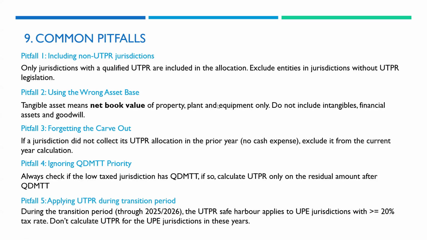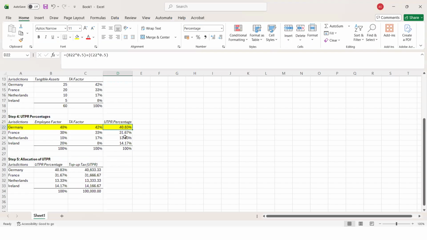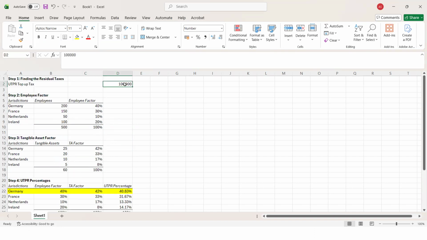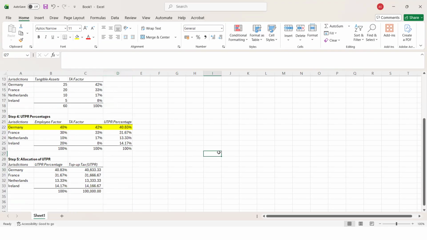Denial of deduction. Absolutely, no problem. So let's say this is the percentage of taxes that Germany has to pay. And what is the tax that they have to pay? 40,833 is the allocated UTPR top-up tax. Now you tell me, I have to collect this amount, right? So how do you collect this amount? By means of denial of deduction.